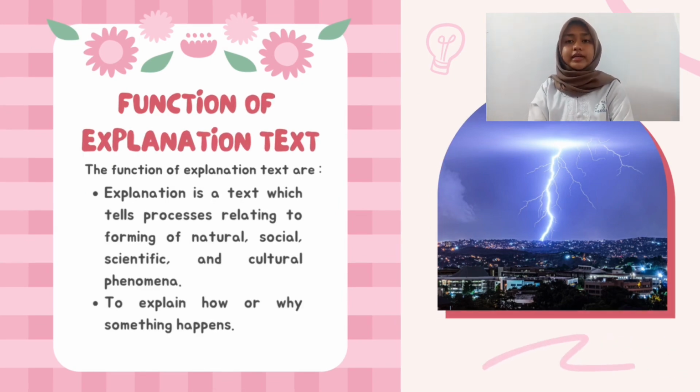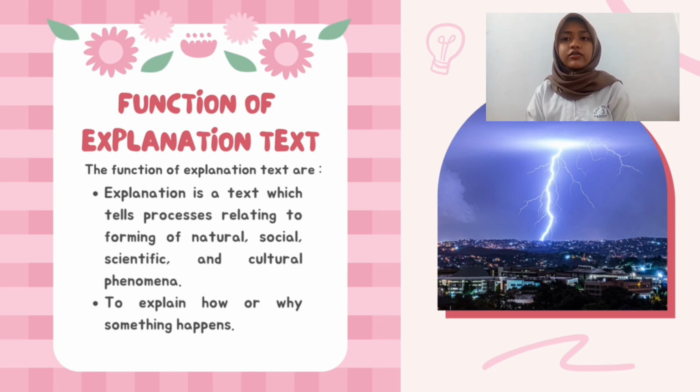The function of explanation text is to explain the processes that occur in the formation or activities related to natural phenomena, science, social, culture, and others. According to Mark Anderson and Kathy Anderson, the explanation text type is often used to tell how and why things occur in nature. So the function of explanation text is to tell the process relating to the forming of natural, social, scientific, and cultural phenomena, and also to explain how or why something happens.